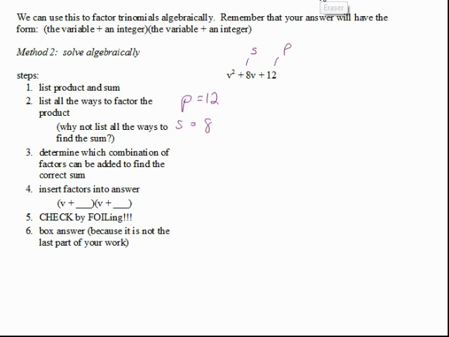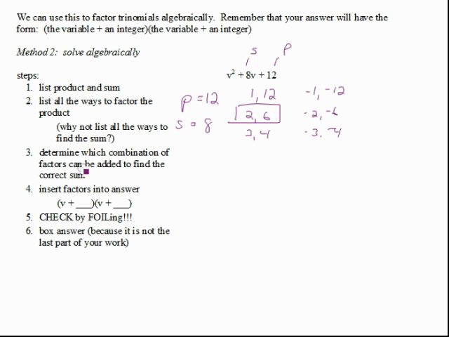8. And then what I want to do is list all the ways that I can factor the product. So factoring 12 is 1 times 12, 2 times 6, 3 times 4. Is that it? Not really, because I could also go minus 1 times minus 12, minus 2 times minus 6, and minus 3 times minus 4. That also gives me the product of 12. What I need to find, though, is the sum of 8, and only one of these will ever work. And this time, it's this.